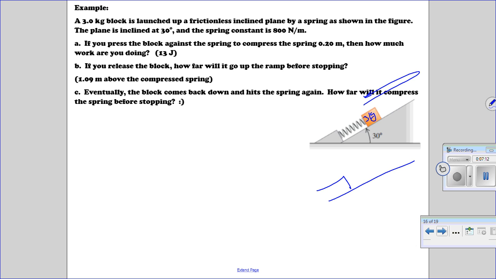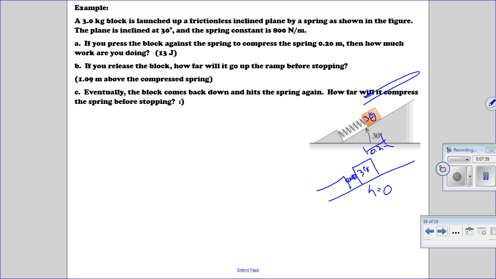Let me see if I can redraw this. There's the block now squished. Here's the block, 3 kilograms. Between here and here, it's been moved 0.2 meters. I'm going to call this point, the compressed point of the mass, a height of 0. So everything is going to get measured from the compressed point of the block.